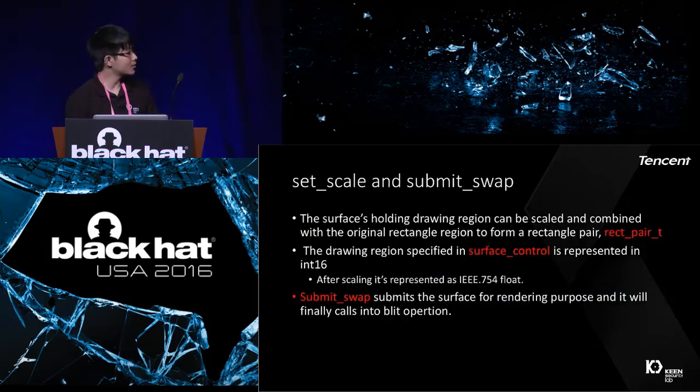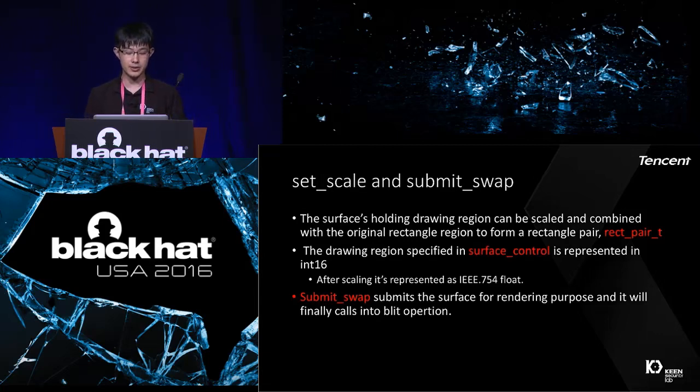I would also like to introduce two additional functions in the IO accelerator surface that are relevant to this exploitation. The first one is set scale, and the second one is submit swap. Set scale provides end clients in user space a way to specify a scale factor so that you can scale your window. For example, if you would like a window to be twice as big as the original size, or twice as small, you can call the set scale function to specify a scale factor.